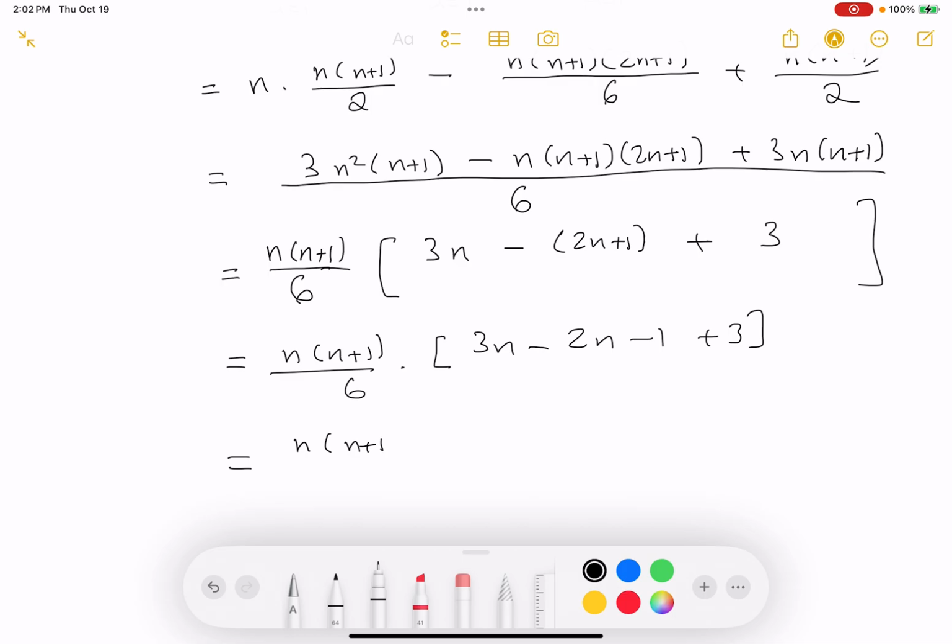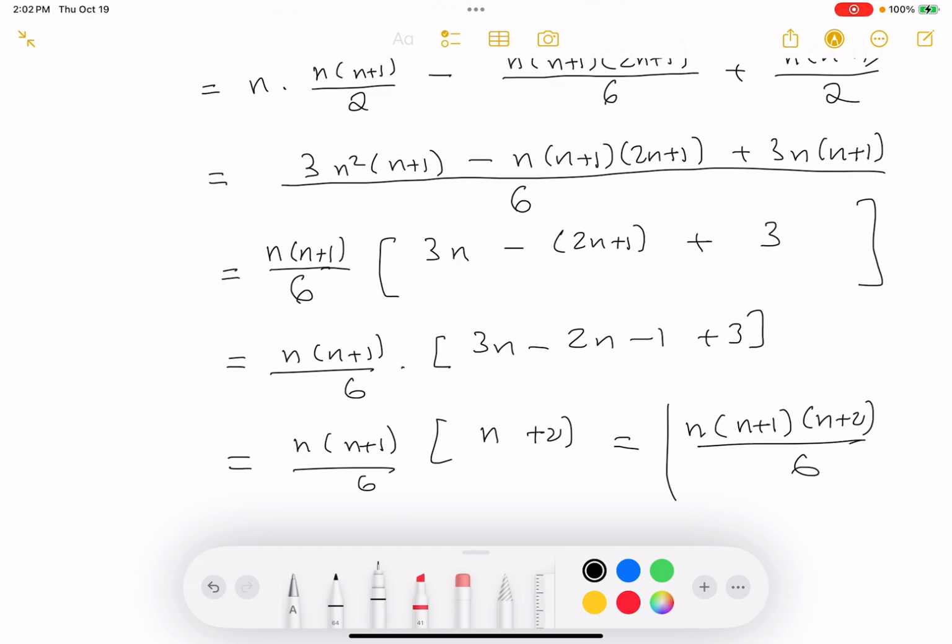n plus 1 over 6. Let's see, 3n minus 2n is just n, and minus 1 plus 3 is going to be plus 2. So I'm ready to write my answer down: n times n plus 1 times n plus 2 over 6. Final answer. All right, n times n plus 1 times n plus 2 over 6.